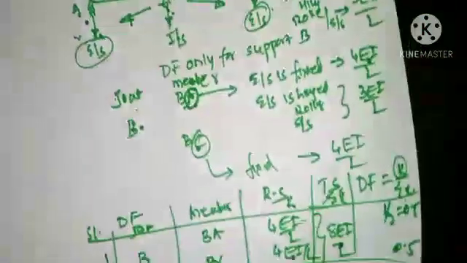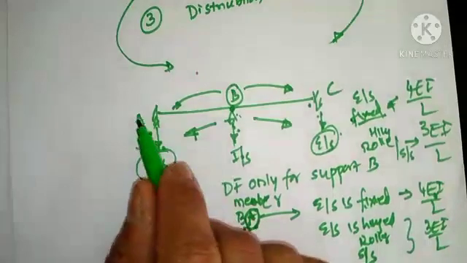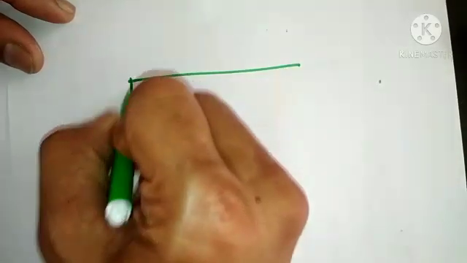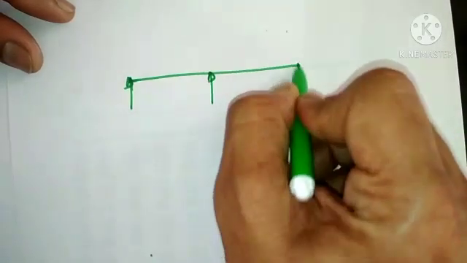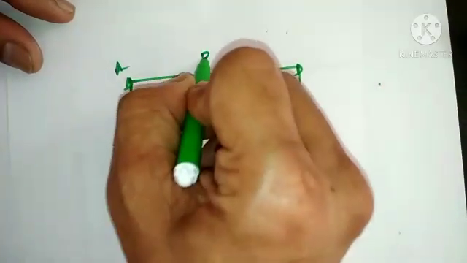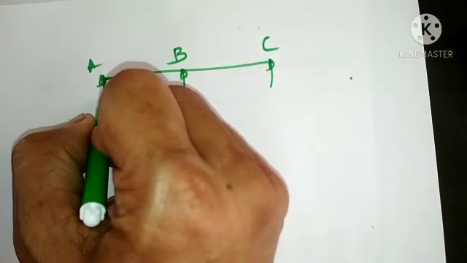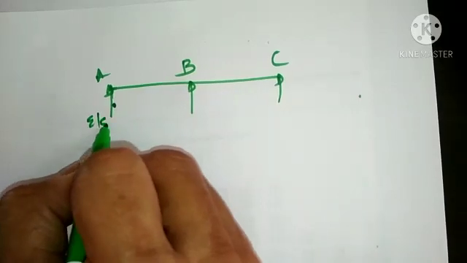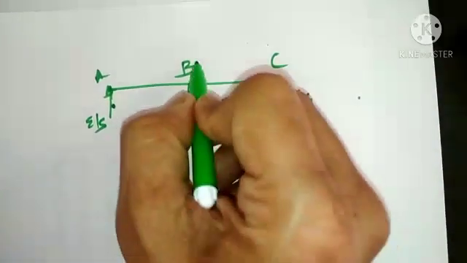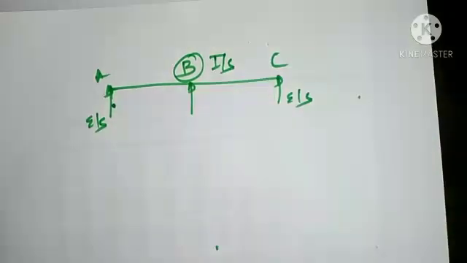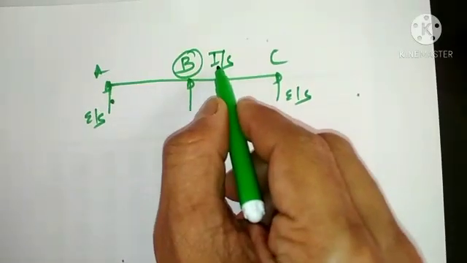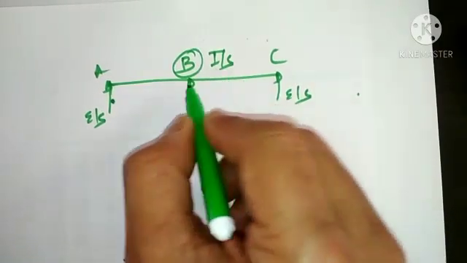distribution factor. If I reconsider one more example, now what I had considered here is point A, B and C. If I consider one more example, again three supports A, B and C. Now here if you look at this particular example, A is again an end support, C is also an end support, B is an intermediate support because B is sandwiched in between A and C.